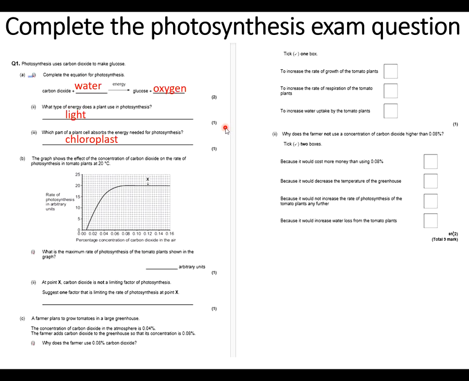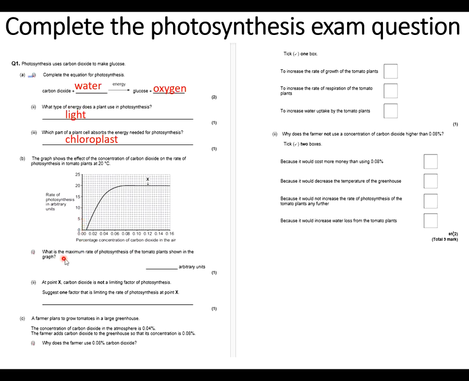So the graph shows the effect of the concentration of carbon dioxide on the rate of photosynthesis in tomato plants at 20 degrees. Along the bottom here, we've got percentage of concentration of carbon dioxide in the air, rate of photosynthesis in arbitrary units. An arbitrary unit is just a unit that we use sometimes if we don't have an actual unit, and it just means they're comparable. So 10 arbitrary units is twice as much as 5 arbitrary units.